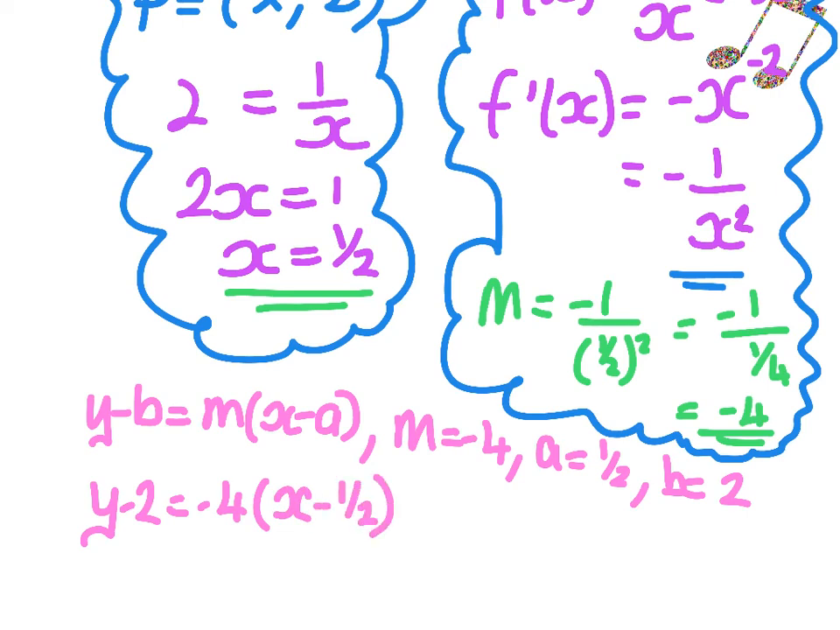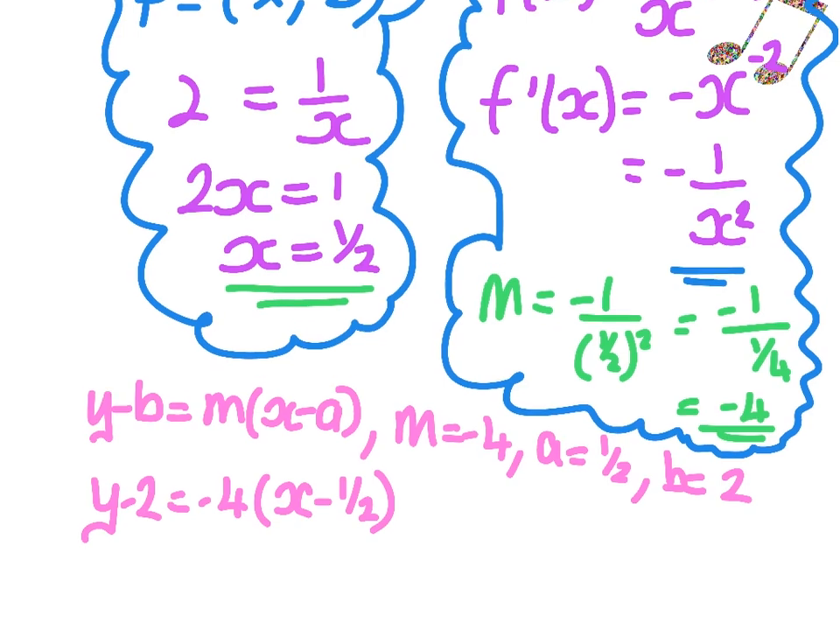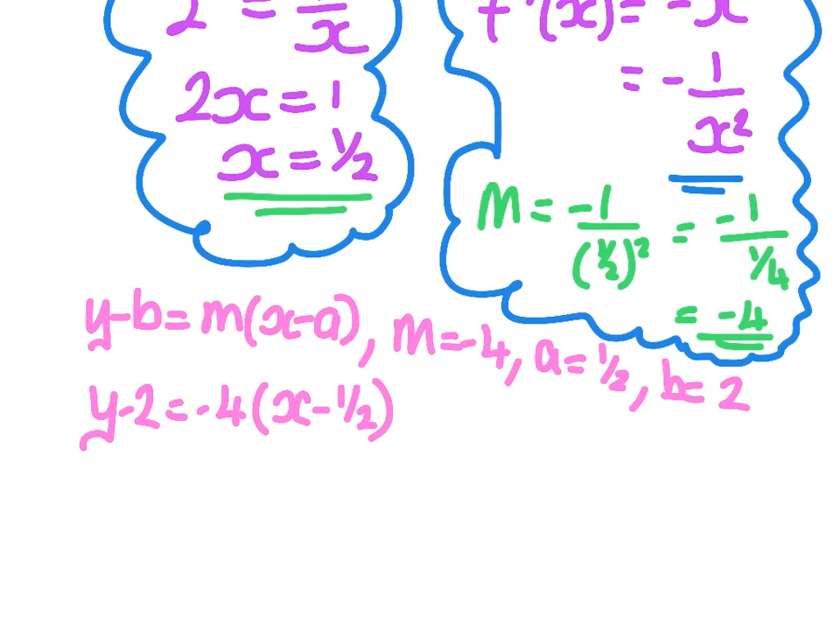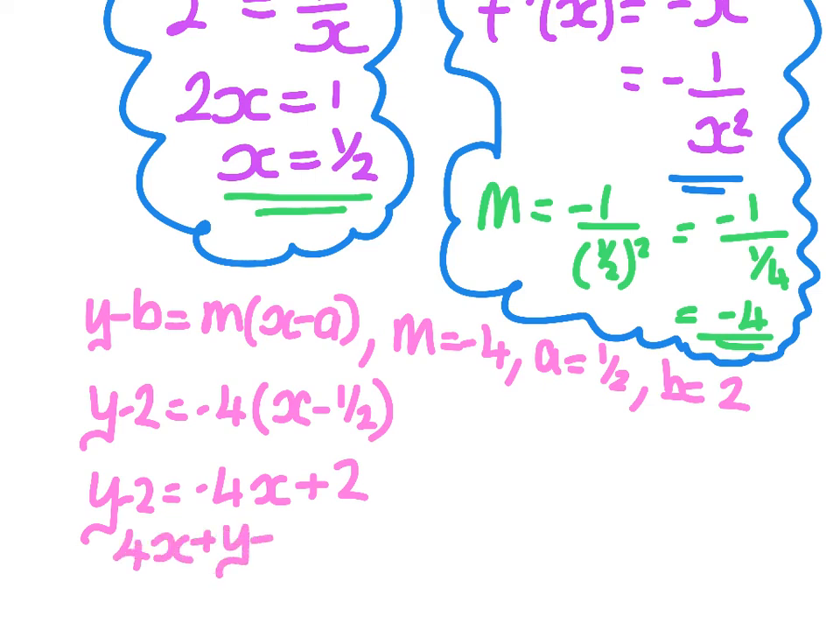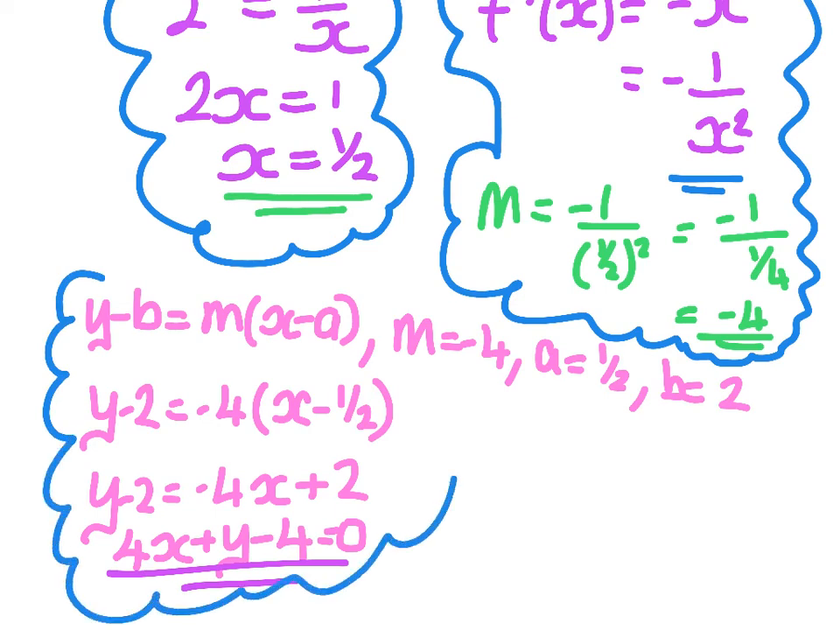Multiply out the brackets. And I've got y minus 2 is negative 4x. Negative 4 times negative a half is positive 2, so plus 2. Then I'm rearranging. I'm going to put everything on the other side to make that x positive. So 4x plus y minus 4 equals 0. And that is the equation of our tangent for the third example.